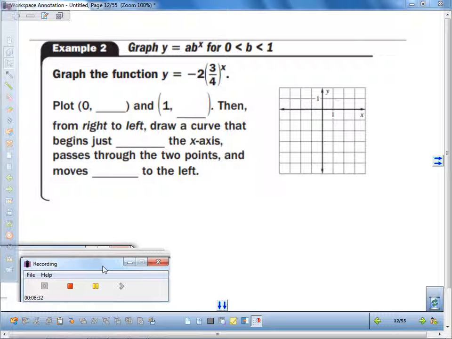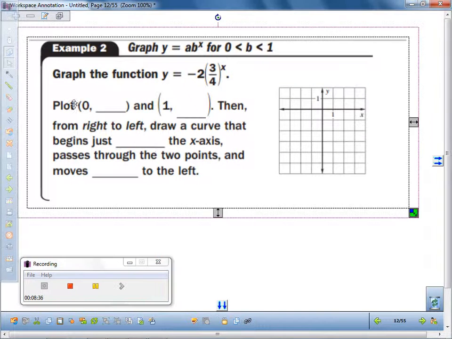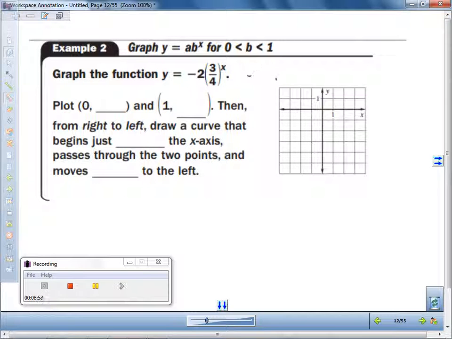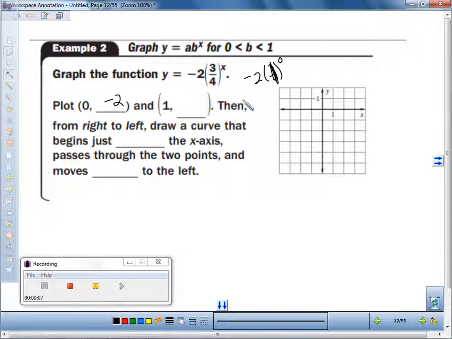Here we have an example where we have A. Now A just can't be 0. But let's see what happens. So we want to plot a point. So we're going to put in 0 for x. If we do that, we end up with -2 times 3/4 to the 0 power. We end up with 1 because anything to the 0 power is 1. So this ends up being 1. So we end up with -2 here.